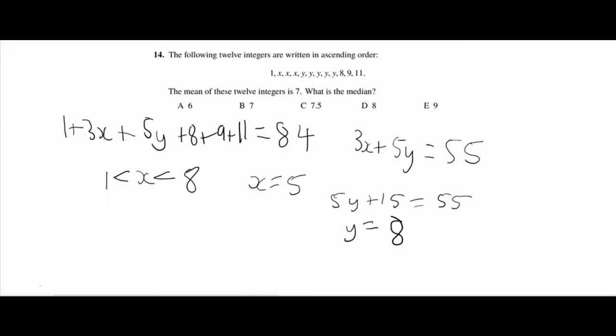Okay, so now we know the value of x and y. And the median will be between the 6th and 7th integer. So 1, 2, 3, 4, 5, 6, it will be between these two values here. And because these two values are the same, because y and y are just both equal to 8, we know that the median must also be equal to 8. And so the answer is D.